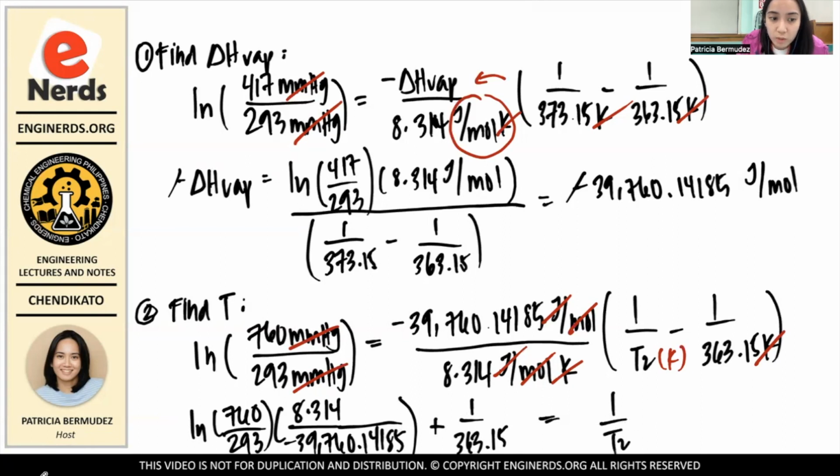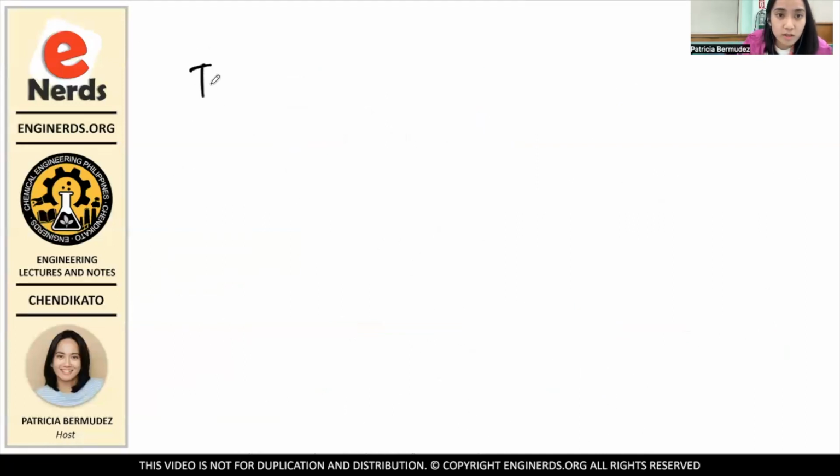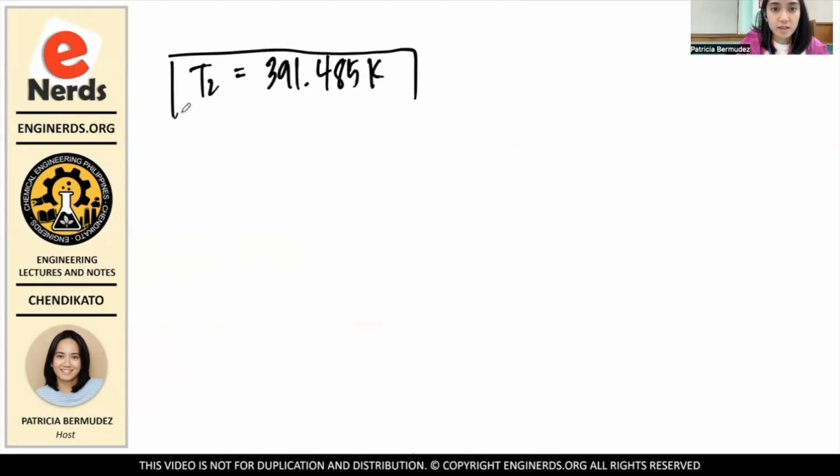So, paano makukuha yung T2? Eh, kung nasa denominator siya, if you take the reciprocal of both sides of the equation. Okay? Negative 1. And ito, negative 1. So, ang makukuha mong value here na naka-reciprocal is equal to T2. Okay? So, therefore, T2 would be equal to 391.485 Kelvin. Okay? And that is our solution for the problem. That is the normal boiling point of acetic acid.